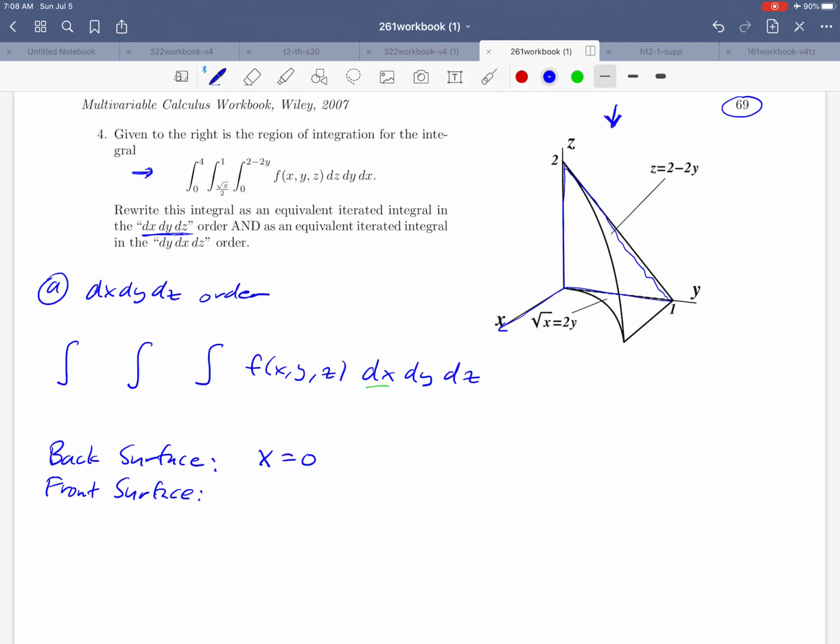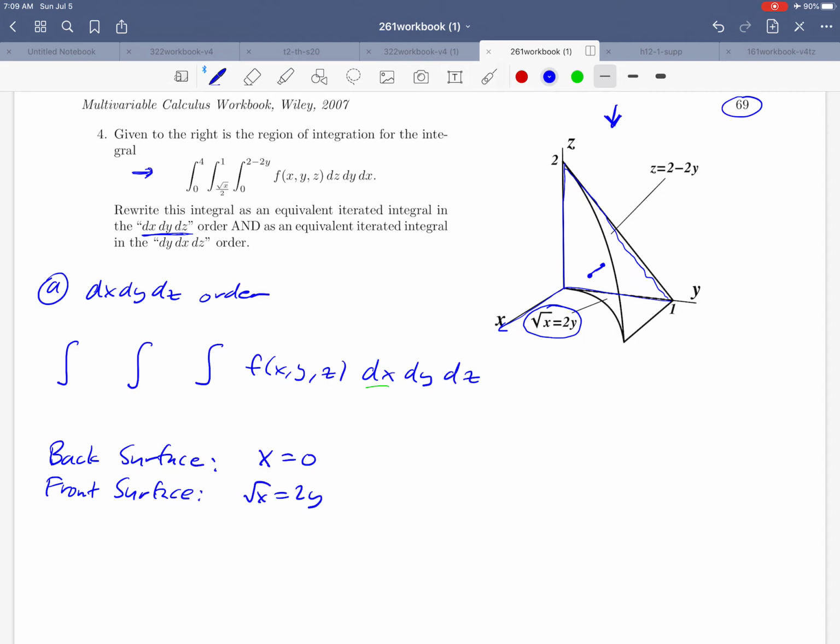And so imagine that you're on that back surface, and then you're going to move in the direction of the x-axis until you smack into the other side of the region. You move in this direction, and eventually you hit the edge of our region, and notice what surface we're on when we hit that other side. The square root of x equals 2y is the surface that forms the front side of our region.